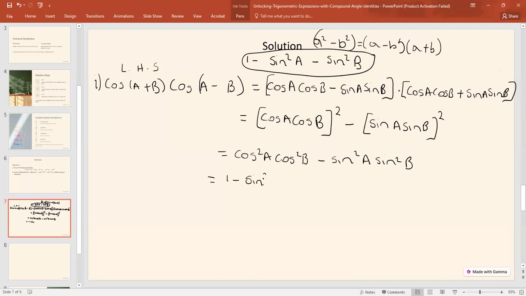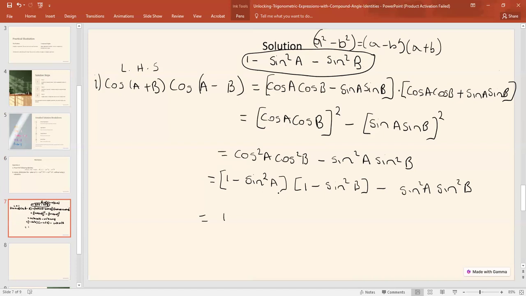The reason we change cosine to sine is because in our destination expression we do not have a cosine function. So we replace cosine squared of A by our well-known trigonometric identity, which equals 1 minus sine squared of A. And the same applies to cosine squared of B, which is the same as 1 minus sine squared of B. Minus sine squared of A times what? Sine squared of B. So we're going to expand this.